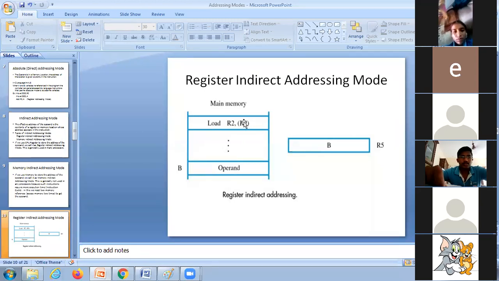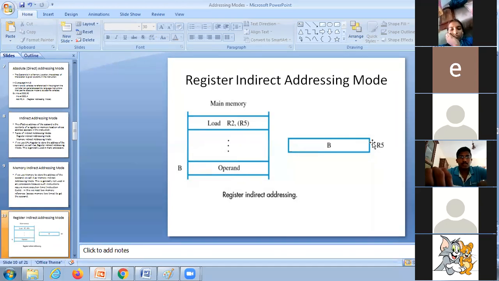The operand is not available in R5. This R5 contains the address of the operand. That is the meaning of brackets. That is called indirection. Okay. This R5 contains the address of the operand.